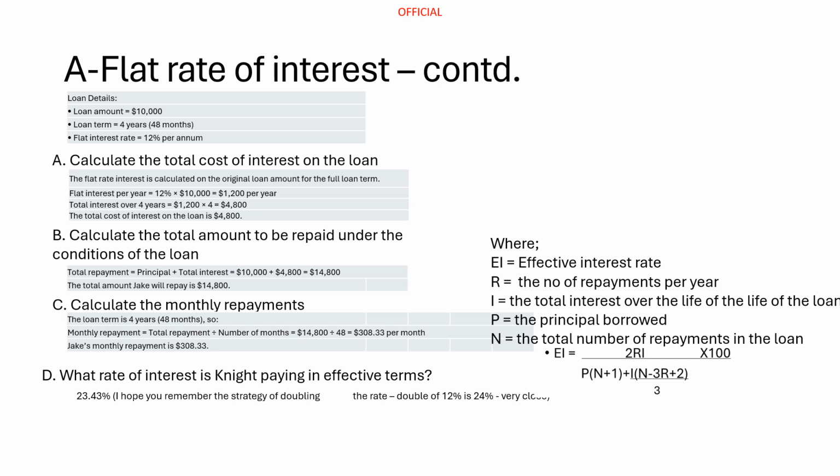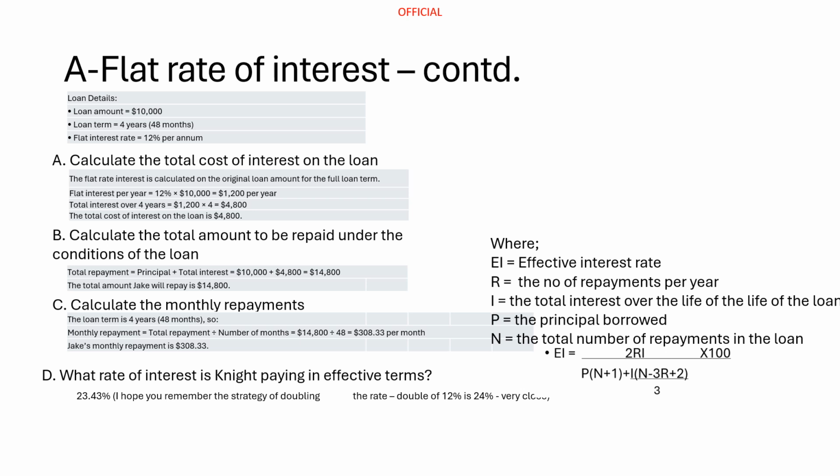Calculate the total amount to be repaid under the conditions of the loan. So the total repayment is equal to principal plus total interest. The principal of the loan amount is $10,000. The interest for 4 years is $4,800. So the total amount Jake will repay is $14,800. Monthly repayment is $14,800 divided by 48, which is the number of months, will be $308.33 per month, both capital and interest.